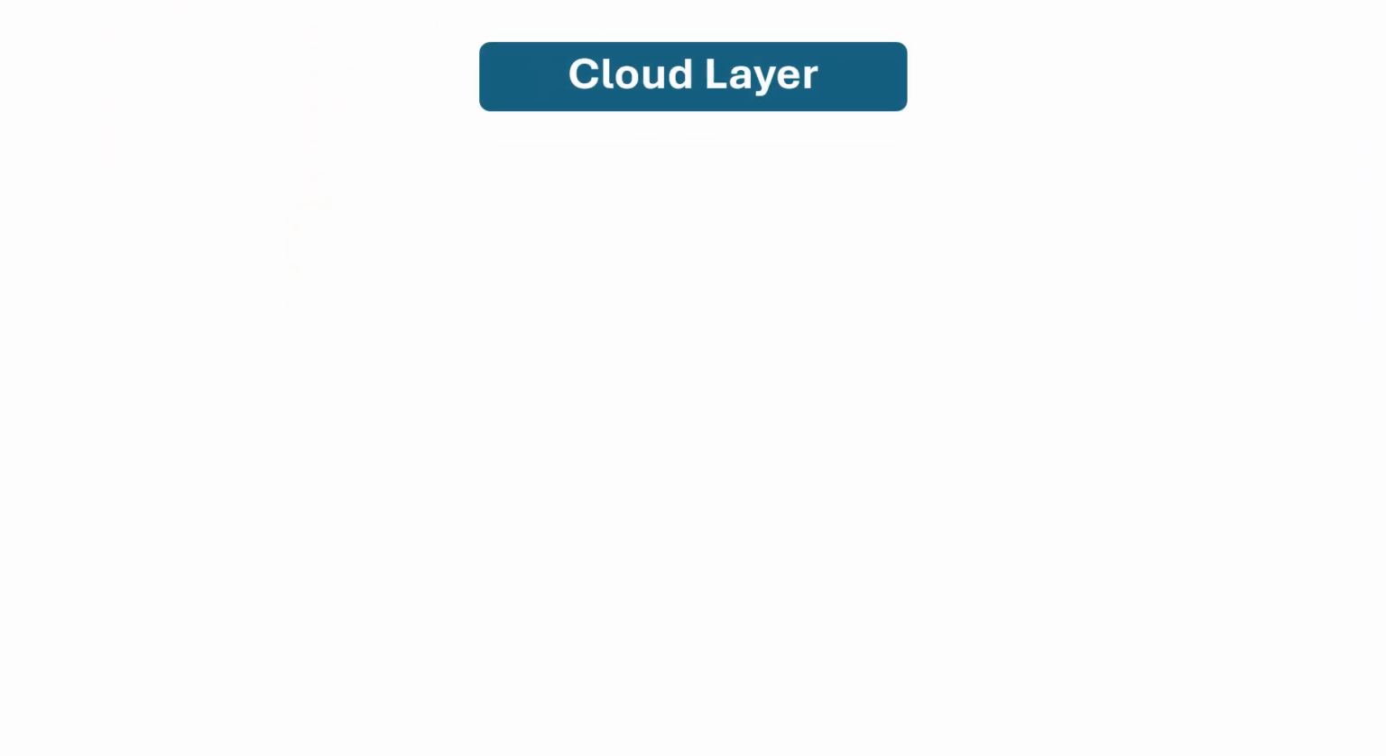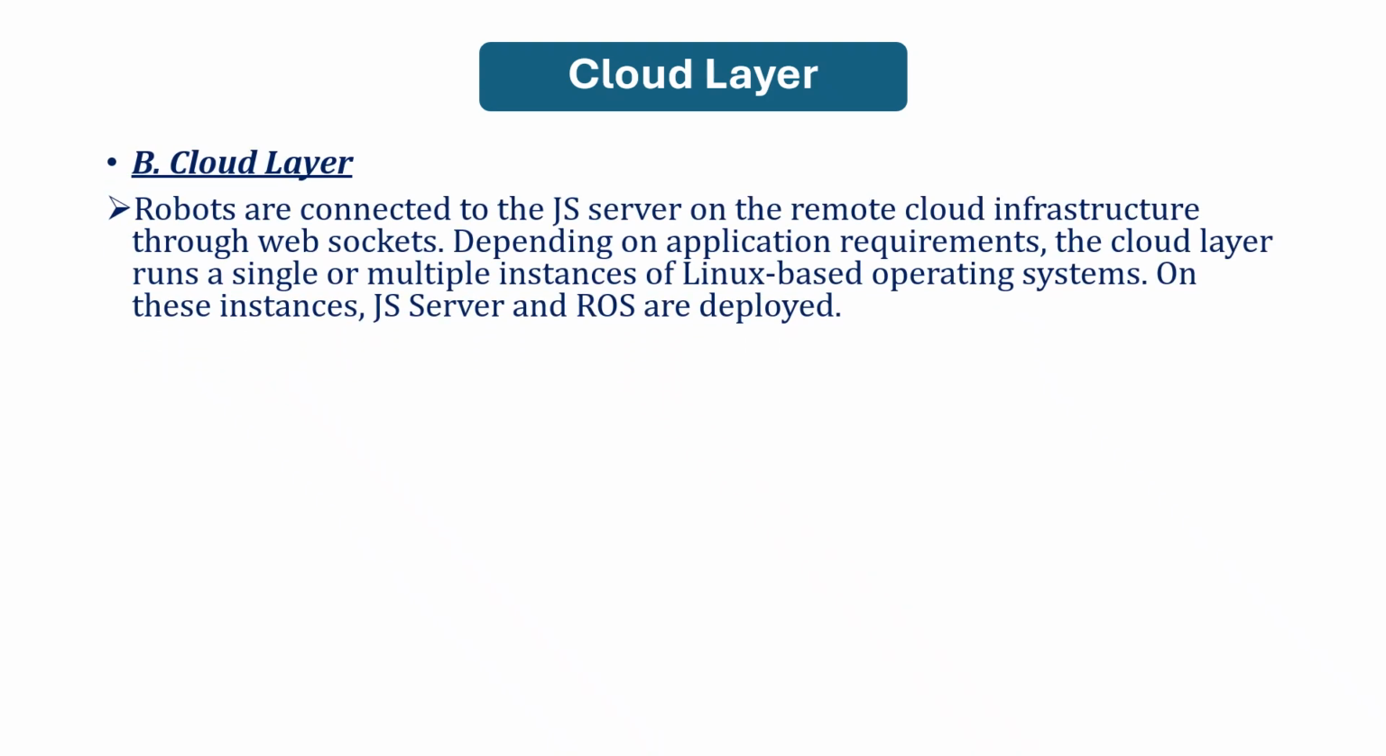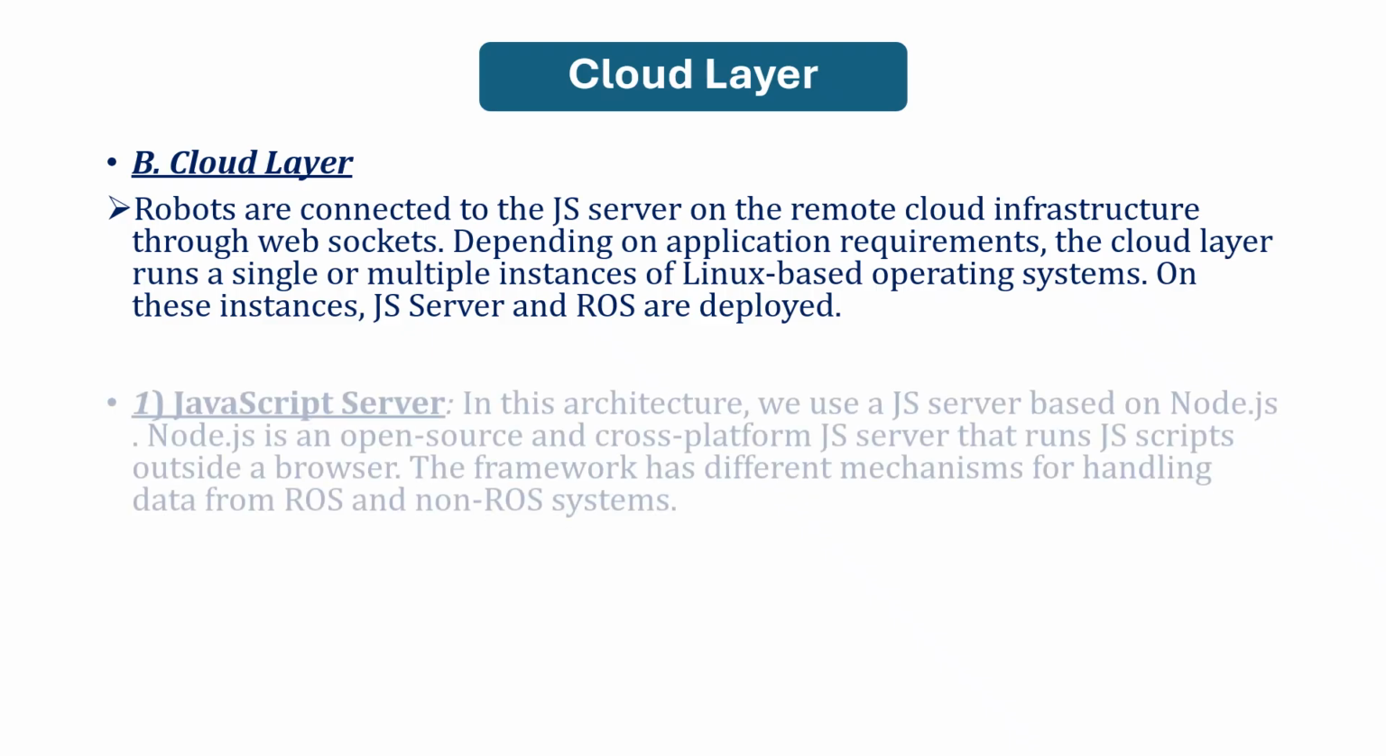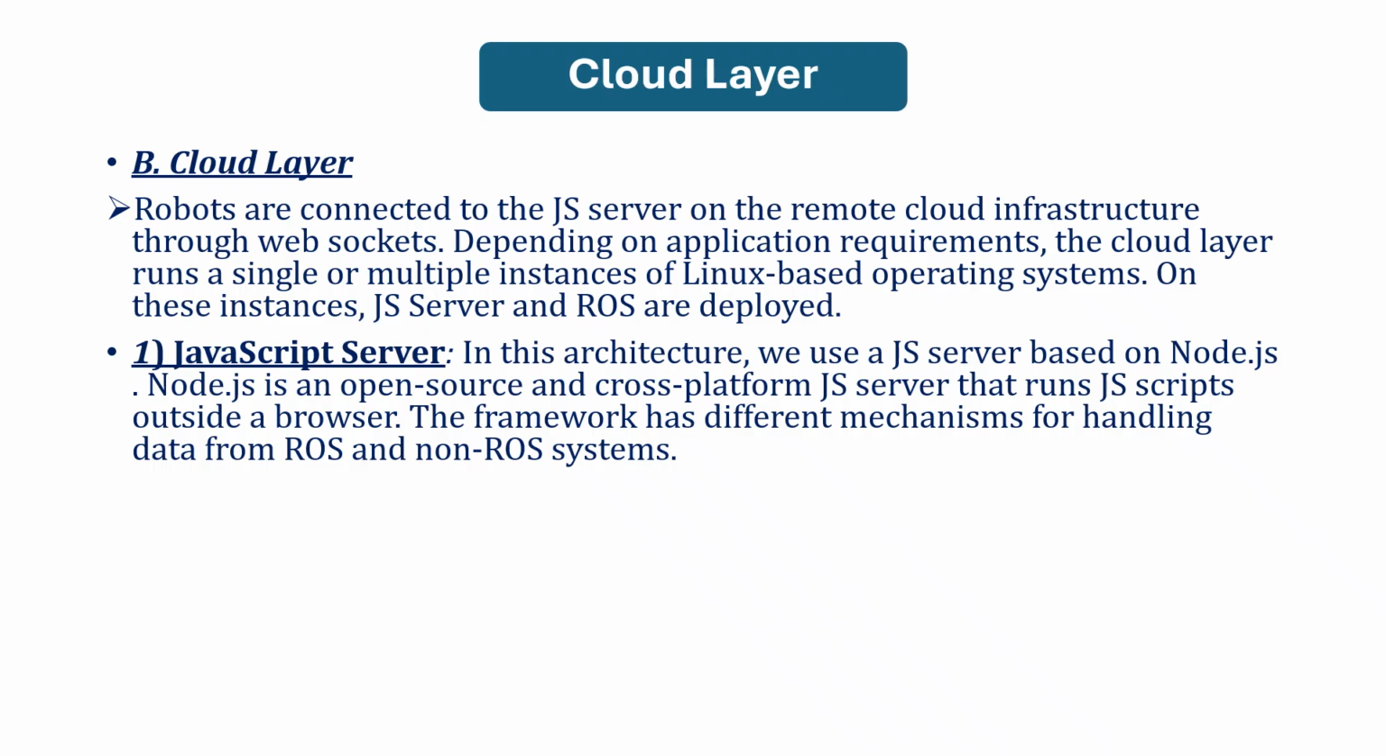Next we have the cloud layer, the second part. Robots are connected to the JS server, the JavaScript server, with the help of WebSockets, I told you. Number one is the JavaScript server. The JavaScript server is based on Node.js. What is Node.js? It is an open source, cross platform runtime that runs JavaScript outside a browser. Clear? The JavaScript server is used for handling both ROS, Robot Operating System, as well as non-ROS systems.